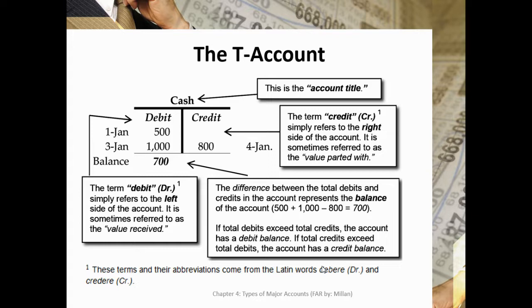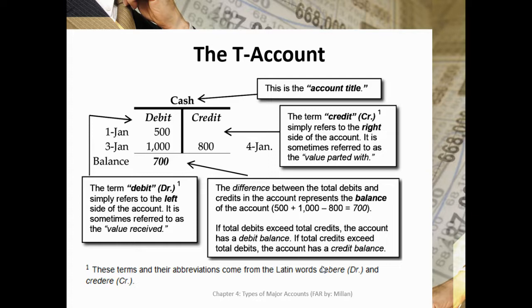It has three parts, namely the account title. Example is this, the cash. The account title describes the specific item of asset, liability, equity, income, or expense. The left side is the debit side, and the right side is the credit side. So the debit side simply refers to the left side of the account. It is sometimes referred to as the value received. The credit, which refers to the right side of the account, is also referred to as the value parted with.